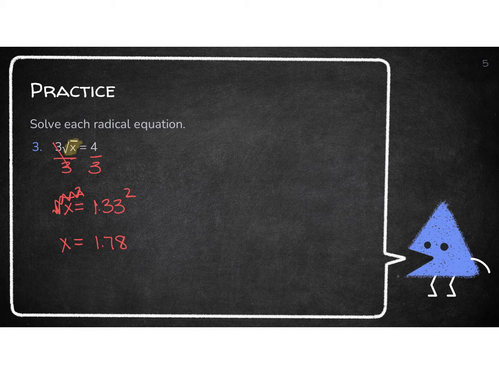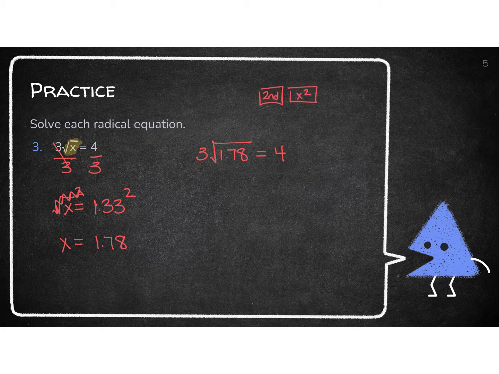So I need to check and see if that's true or not. So I'm going to plug it into the original equation. 3 square root of 1.78 equals 4. Now, 1.78 is not one of our perfect squares from before. So if you don't know how to find the square root button on your calculator, please come and talk to me. Okay, it is the second button and then the x squared button.